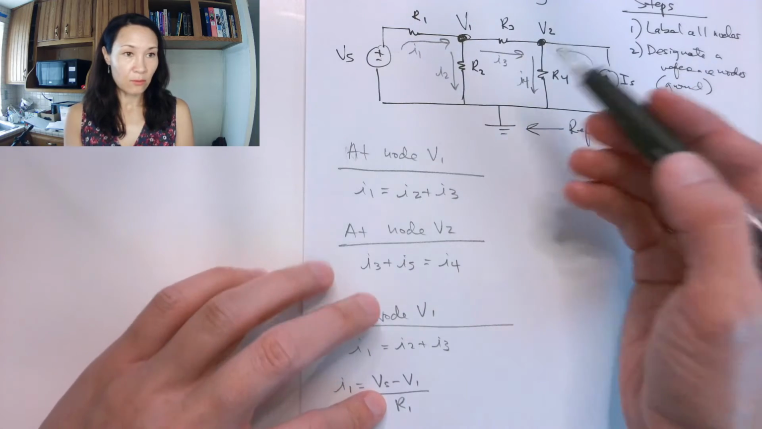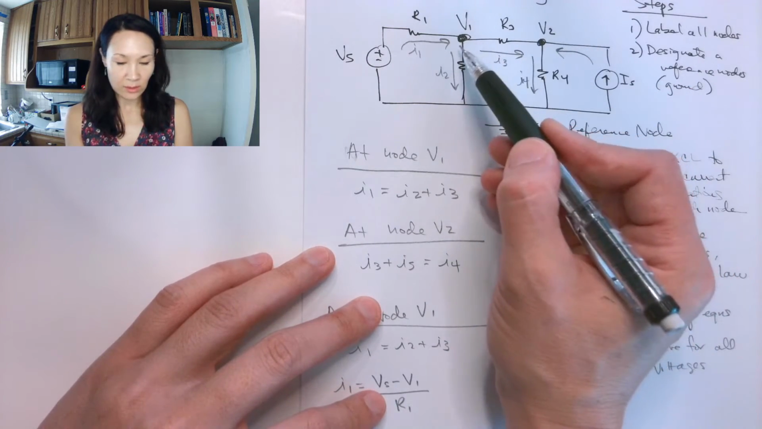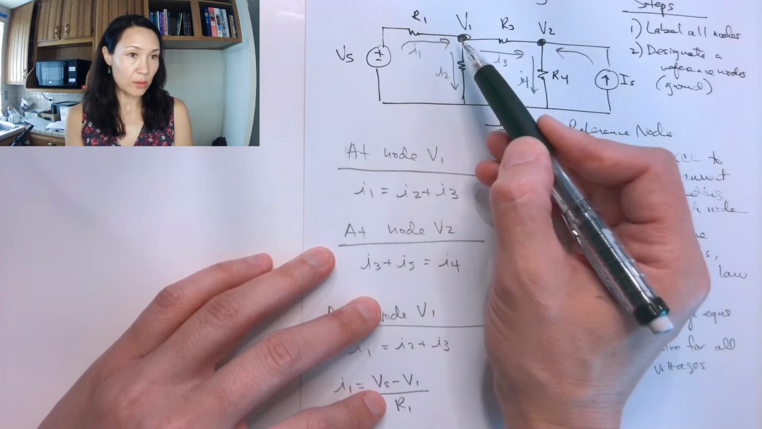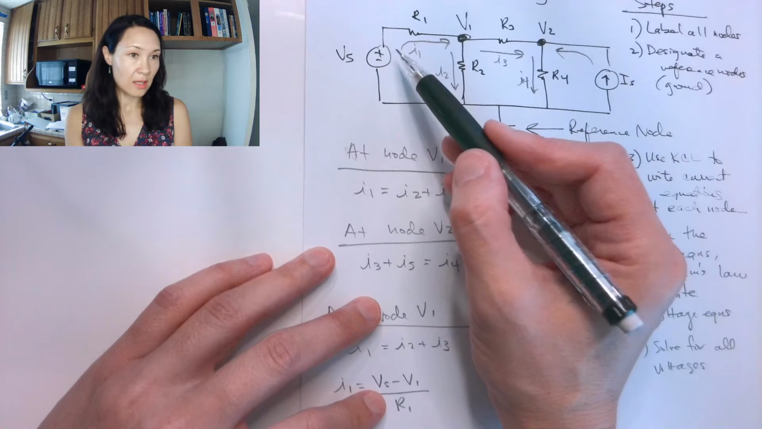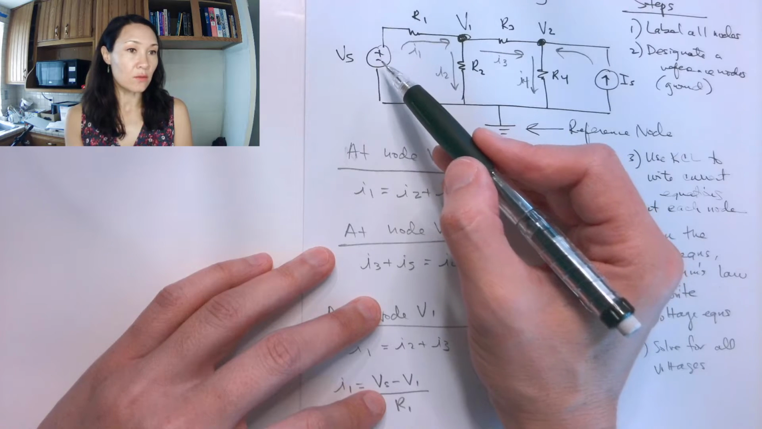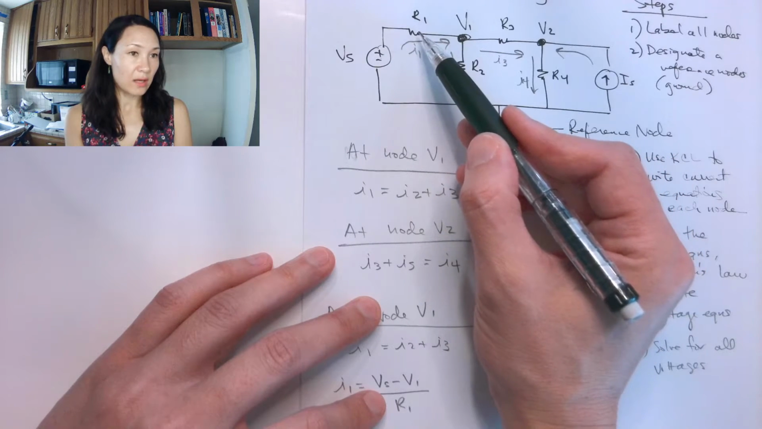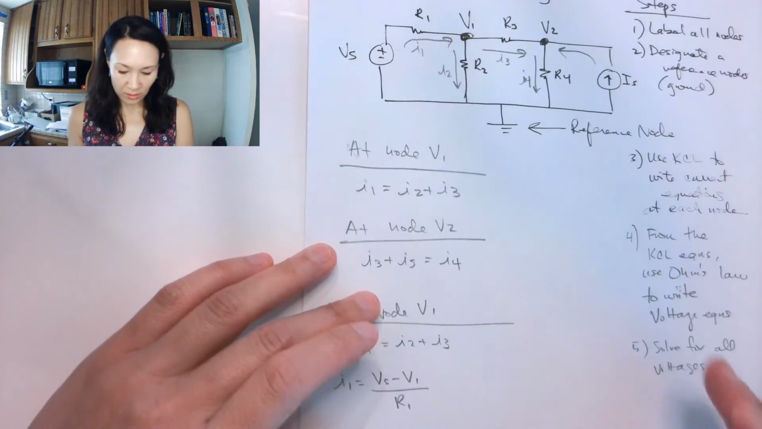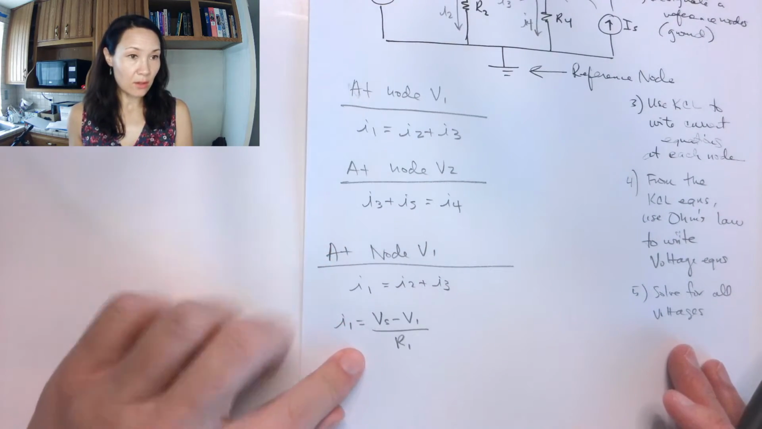Okay, so if we had a current that was going this way, then we would do V1 minus Vs. But since our current starts at Vs and goes towards V1, we're going to do Vs minus V1 divided by the resistor between, which is R1 in this case. Okay, so that's our I1.